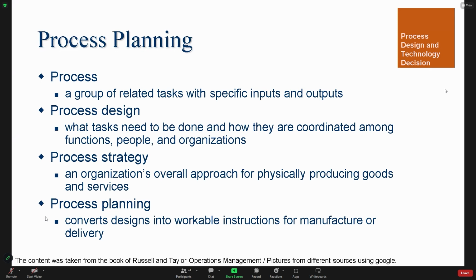Okay. So in process planning, okay, we're going to tackle here what is a process, process design, process strategy, and process planning. So when you say process, it is a group of related tasks, okay, with specific inputs and output. So there is an input, this is the process, and there is an output. Okay, this is input, okay, this is the process, and this is the output. And a process are group of related tasks, okay, mga gawain para ma-produce itong output, para ma-convert ang input to output. So dadaan sila sa proseso.